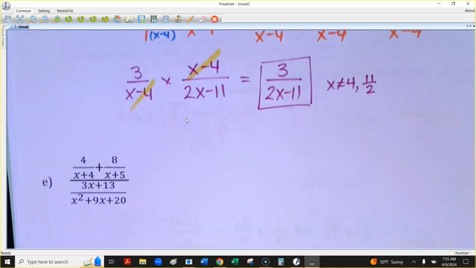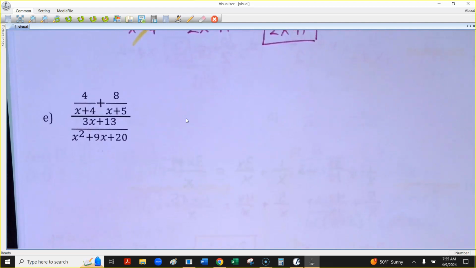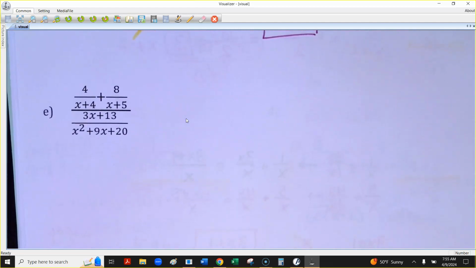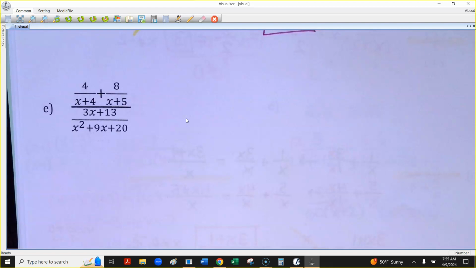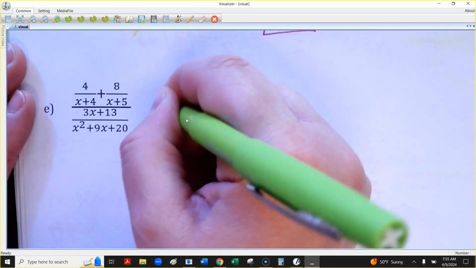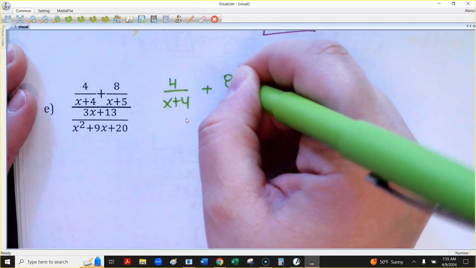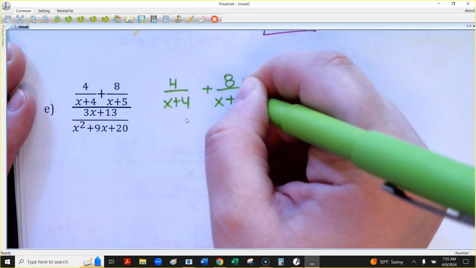Okay. Now this one's a little bit different. This one you're not going to be able to do anything in terms of the bottom because it's not actually adding or subtracting, but we've got to work on the top a little bit. All right, so I have 4 over x plus 4, and I have 8 over x plus 5. I'm just trying to give myself a little space here.